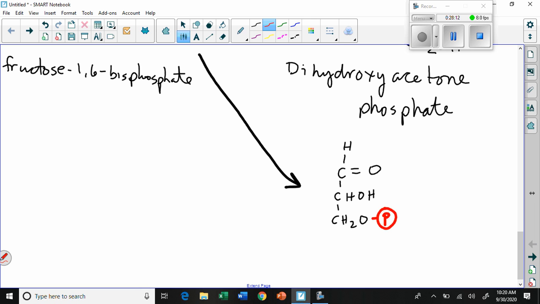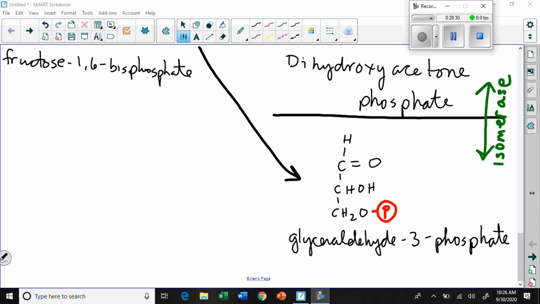Glyceraldehyde 3-phosphate. I think your textbook says exactly the same thing, so I'm just watching for the names so that they don't get confused. Glyceraldehyde 3-phosphate. So let's write that in.